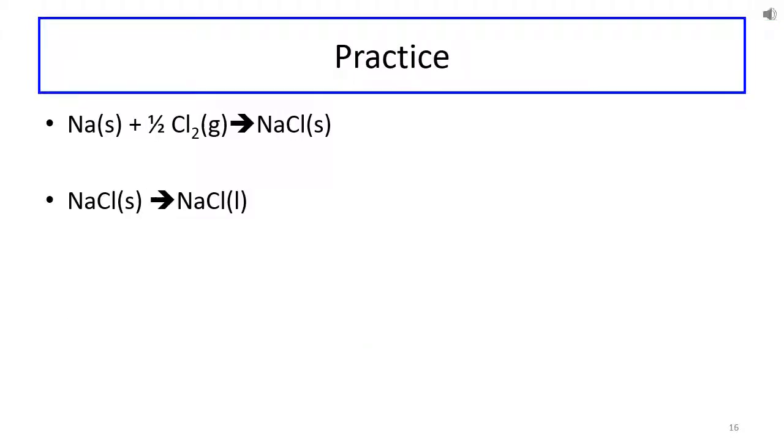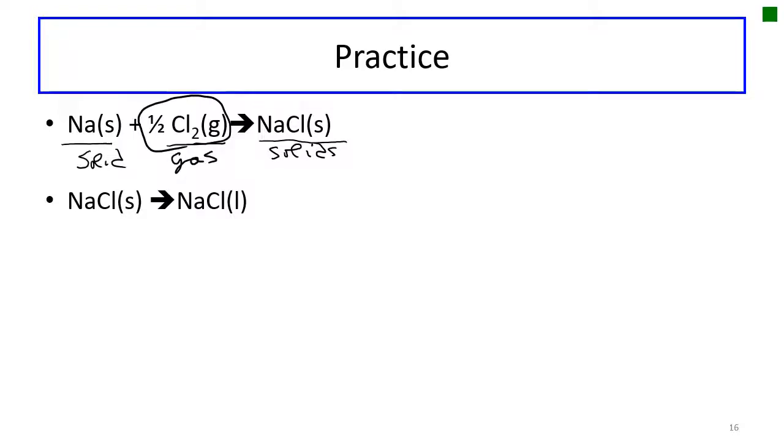So what if we took sodium as a solid with some chlorine as a gas and made solid sodium chloride? Well, the key here is to look at the number of pieces as well as the states. Because this is a gas, gases are inherently disordered, and these are both solids.